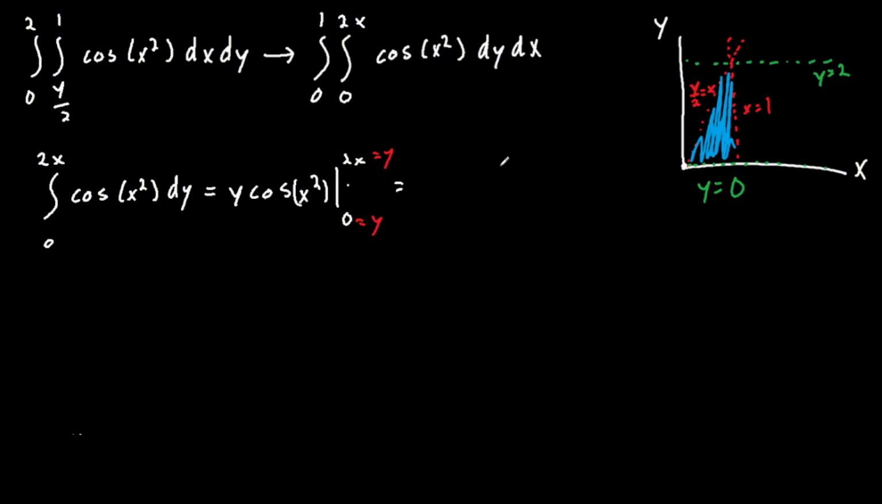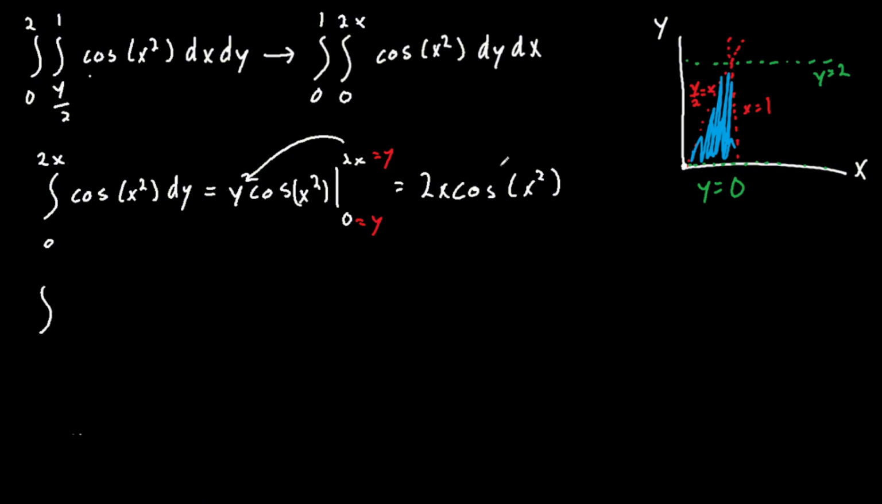Now that we found this integral, all we do is plug in the value for 2x into y. And plug in the value for 0 as well, but 0 just turns everything to 0, so we don't need to plug 0 in. So we plug in 2x, you get 2x cosine of x squared. Now, all we have to do is integrate with respect to x. So now this integral is possible.